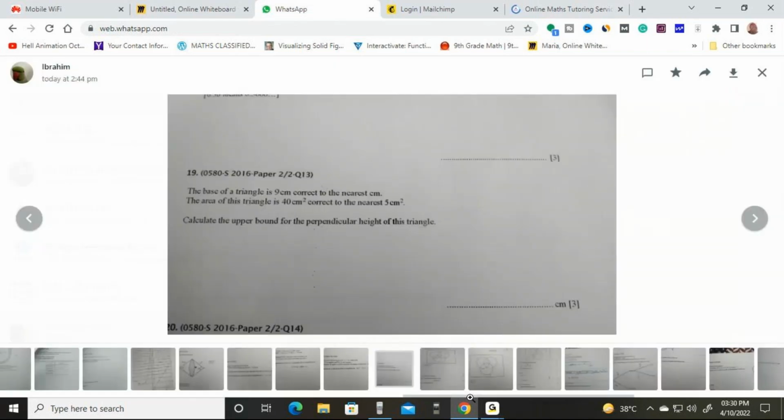the base of a triangle is 9 centimeters, correct to the nearest centimeter. The area of the triangle is 40 centimeters square, correct to the nearest 5 centimeters square. Okay, this is an approximation question. Upper bound and lower bound, probably, right? Calculate the upper bound for the perpendicular height of this triangle. It's a 3-mark question.